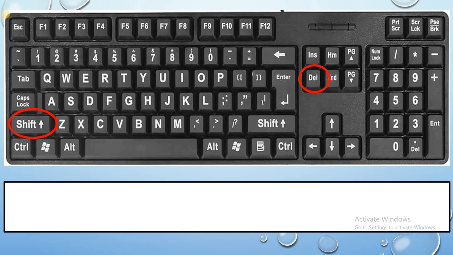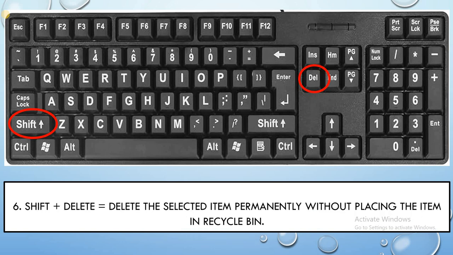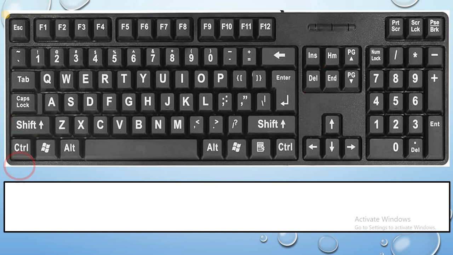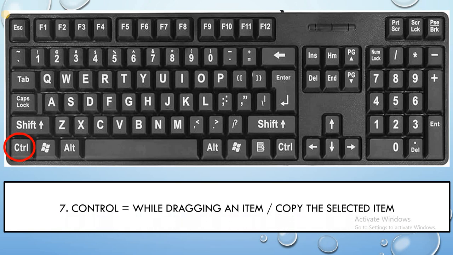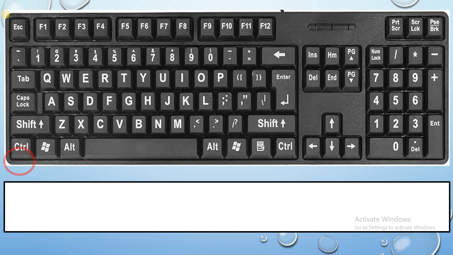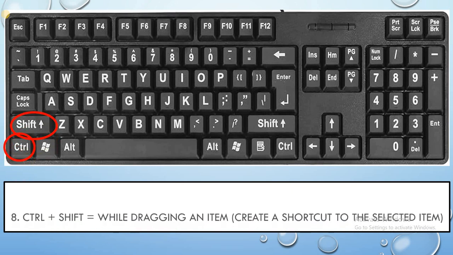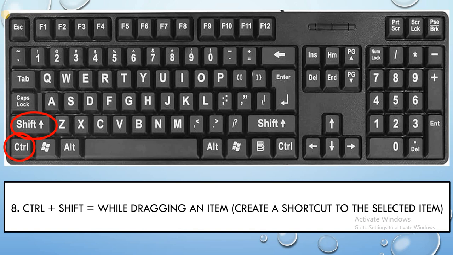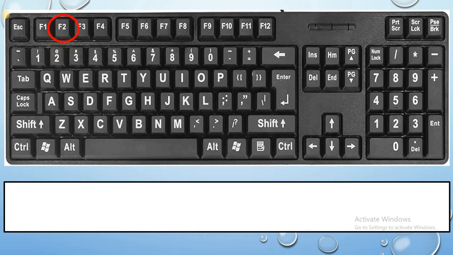Sixth, Shift plus Del key, delete the selected item permanently without placing the item in recycle bin. 7th, Control key while dragging an item, copy the selected item. 8th, Control plus Shift while dragging an item, create a shortcut to the selected item. 9th, F2 key, rename the selected item.